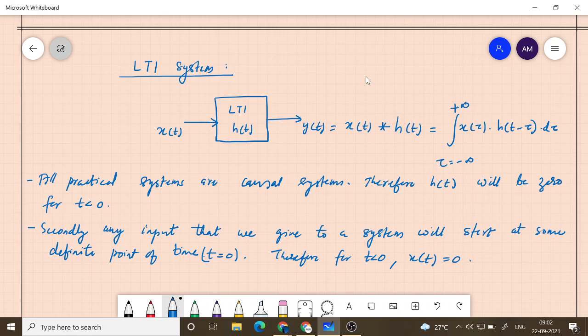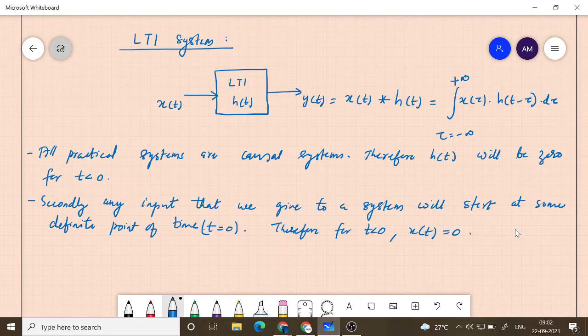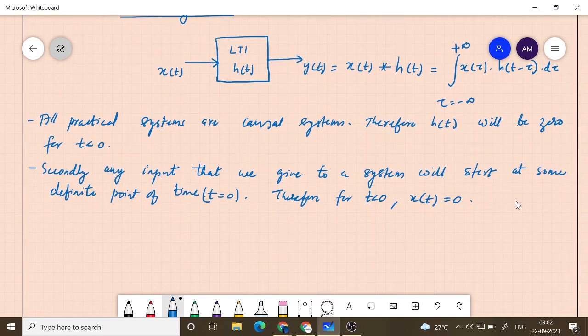So h of t is 0 for t less than 0. Now we are saying x of t, the input that we give to the system, is going to be non-zero only from some point of time where we start the experiment, and therefore prior to the starting of the experiment the input is 0. So using these two things, we write y of t as the integral over tau from minus infinity to plus infinity of x of tau h of t minus tau d tau.